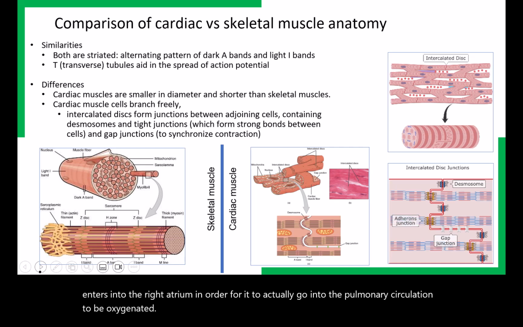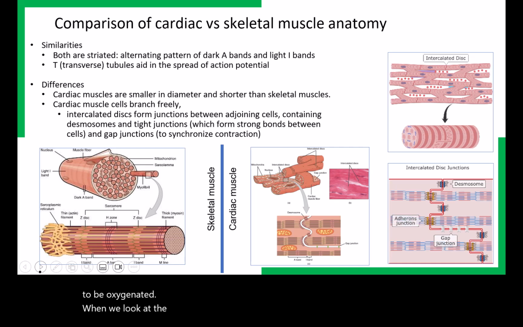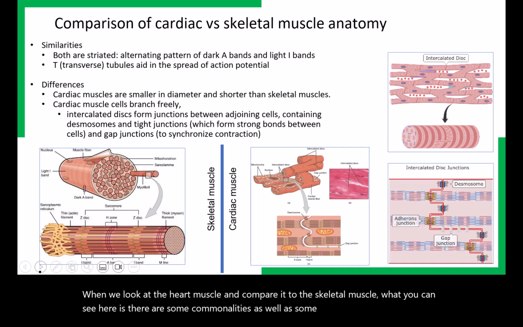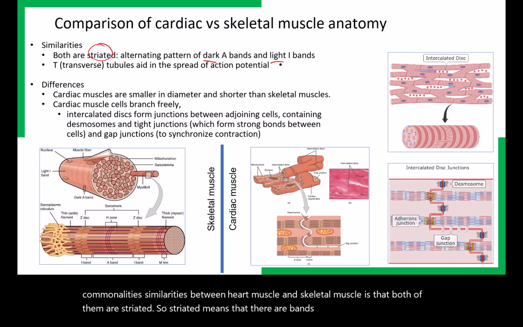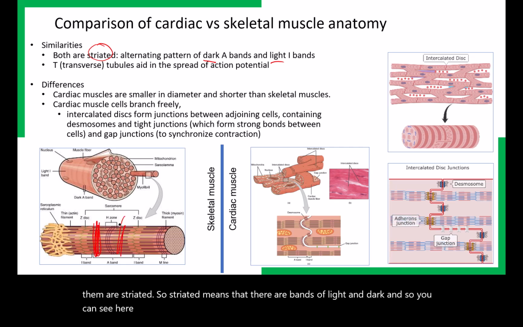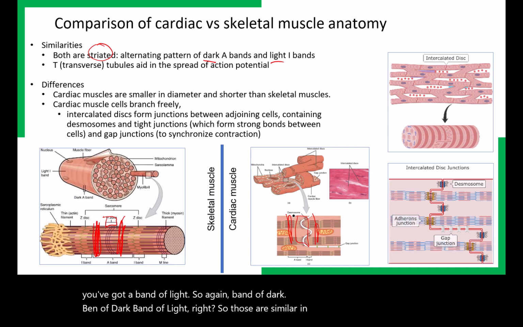When we look at the heart muscle and compare it to the skeletal muscle, what you can see here is there are some commonalities as well as some differences. One of the similarities between heart muscle and skeletal muscle is that both of them are striated. Striated means that there are bands of light and dark. You can see here, this is a band of dark over here, and then in between the bands of dark, you've got a band of light. So those are similar in both skeletal muscle as well as cardiac muscle.